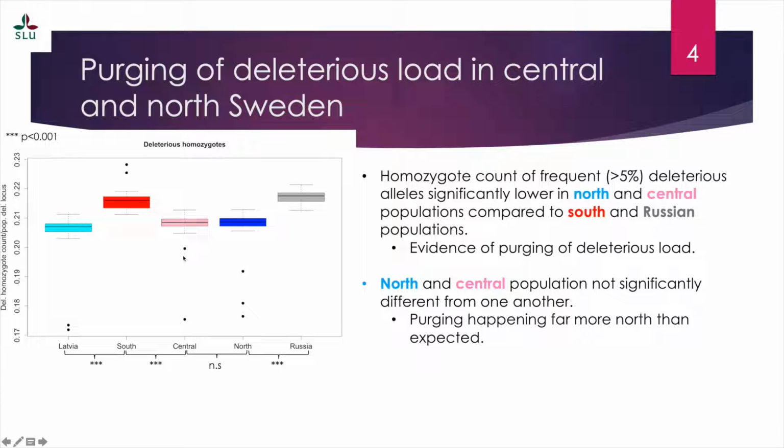So what this tells us is that there is evidence of purging of deleterious load in this admixture zone. However, what is somewhat unexpected is the fact that there is purging also happening in the North population. So this admixture zone and this purging seems to be happening far more north than what we initially expected.